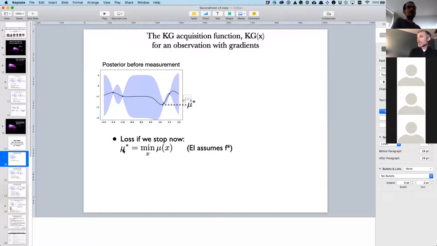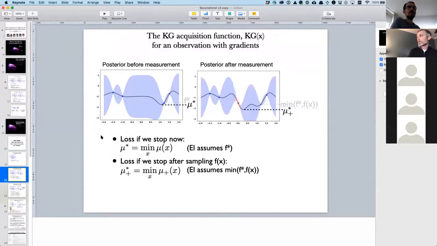I'm going to call the loss associated with that solution mu star, and it's just the minimum of the posterior mean. Now let's imagine that I do one more evaluation, not just of the value, but also the gradient. So I do the evaluation here and I'm evaluating the gradient. The whole posterior changes a lot in the neighborhood of where I've evaluated. So what solution would I report under that new posterior? I would go through the same thought process and choose the point that minimizes the new posterior mean.